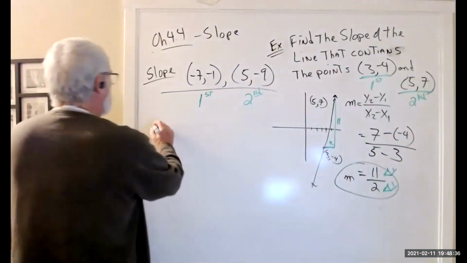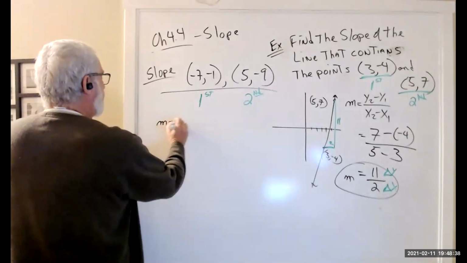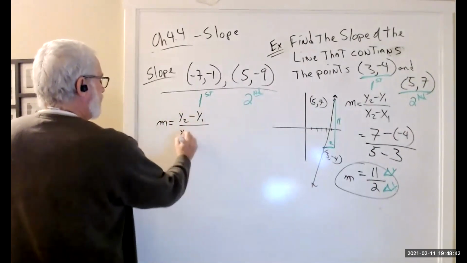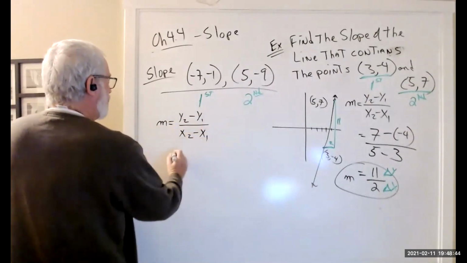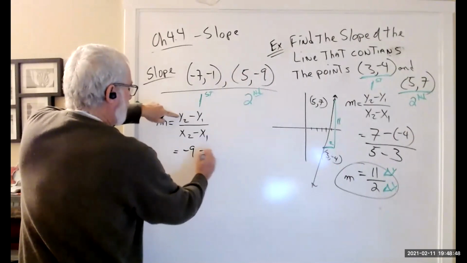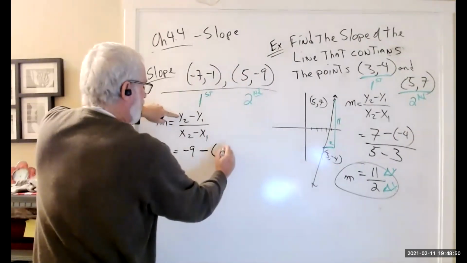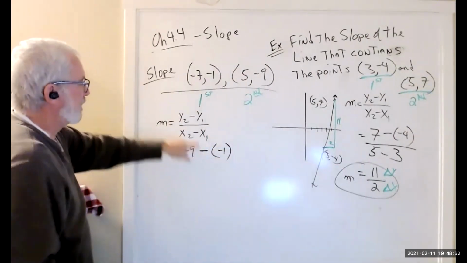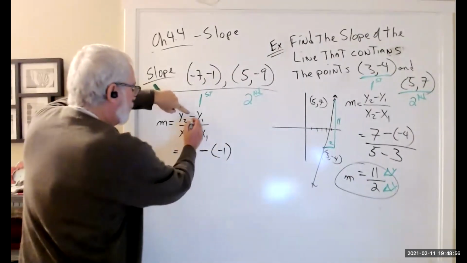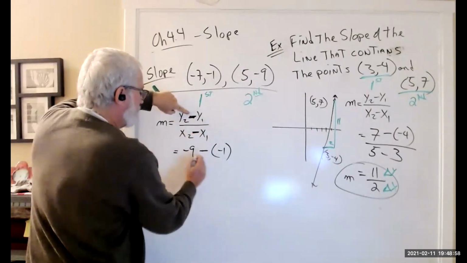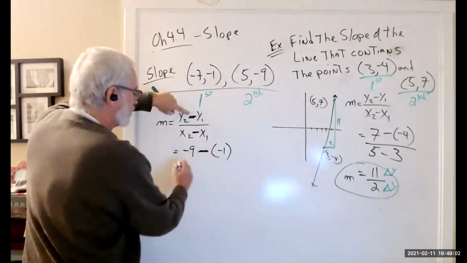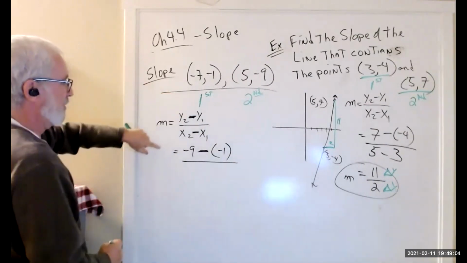So here we go. The slope is the formula y sub 2 minus y sub 1 over x sub 2 minus x sub 1. So the second y is -9 minus -1. Notice it's got a minus minus. Notice, guys, the formula has a minus in it, so you always have to use that minus. So it's minus a -1. There's where your arithmetic skills come in.